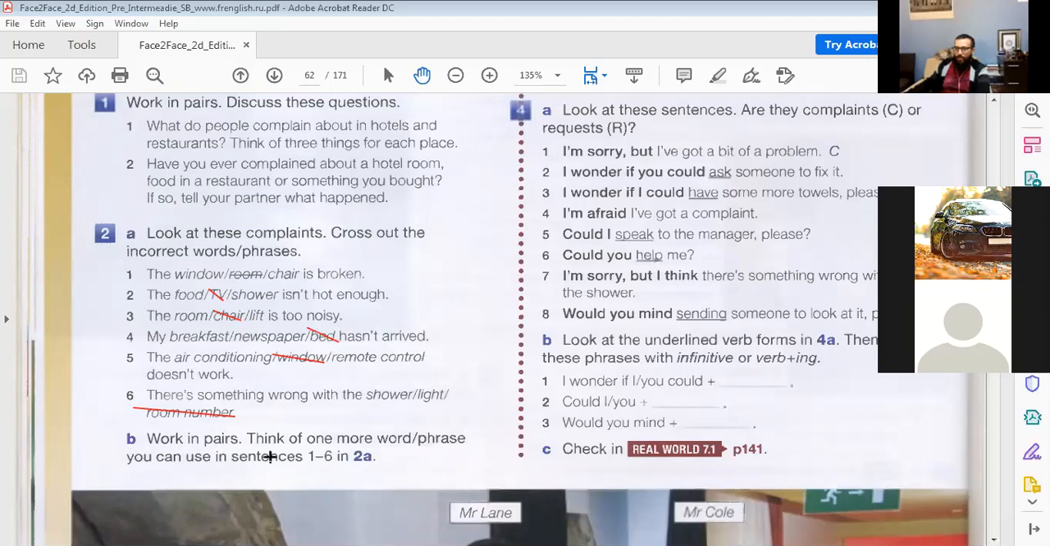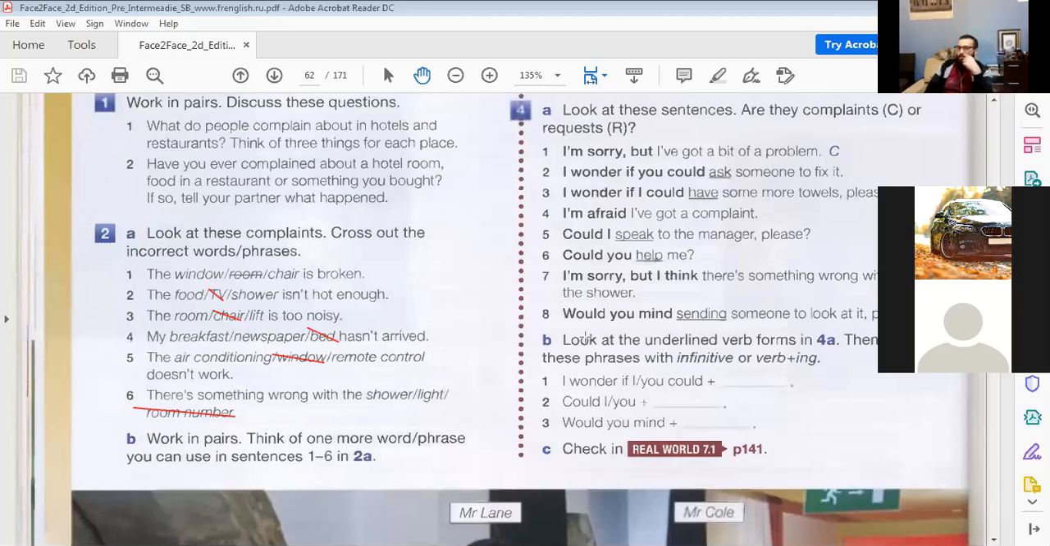Now, in part B, they want you to think of another word or phrase you can use in these sentences. So we can say the window is broken. We can say the chair is broken. What else can we say is broken in a restaurant or in a hotel? The door is broken. The table is broken. Can we say the bed is broken? Yes, we can. If the bed has a problem or if it's broken, you can complain. You can say, sorry, the bed is broken, do something.